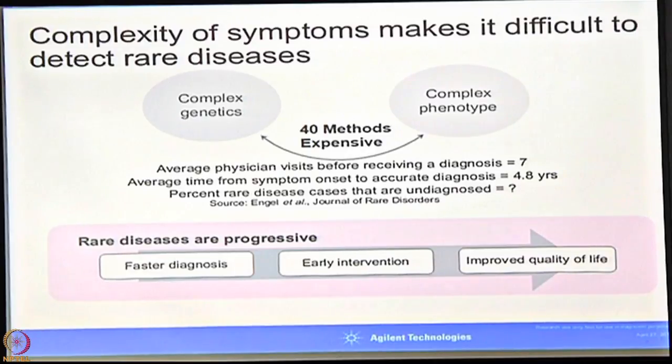But for treatment, if you have a very early diagnosis, then you can do early intervention and improve the quality of life. So this is a challenge. If it takes 8 years just to diagnose, it would be difficult, right? That's why it is very important to diagnose the disease in very early stages.